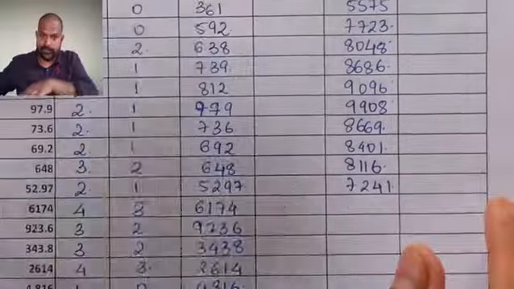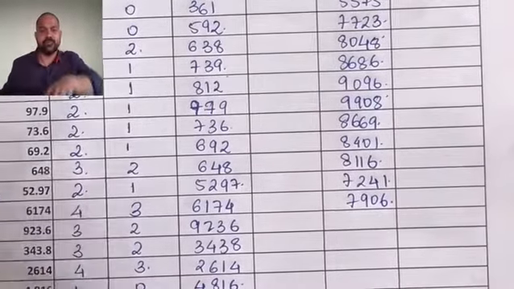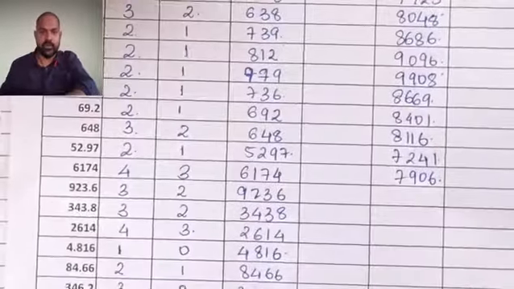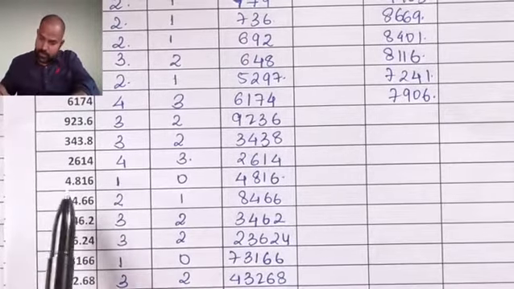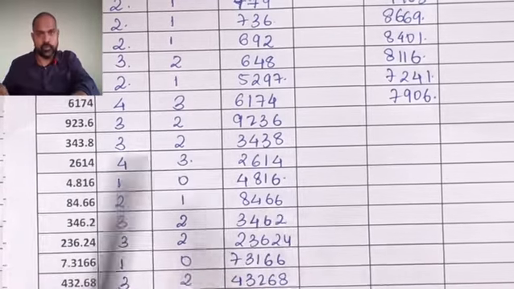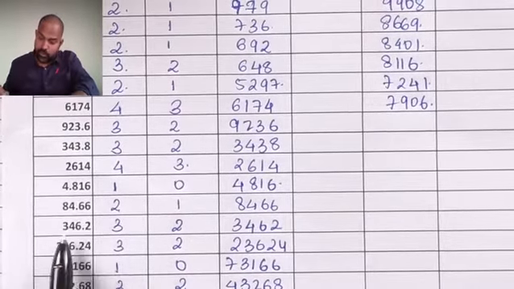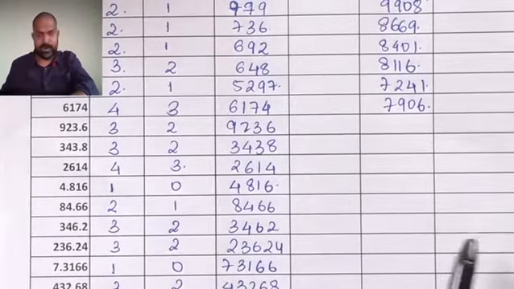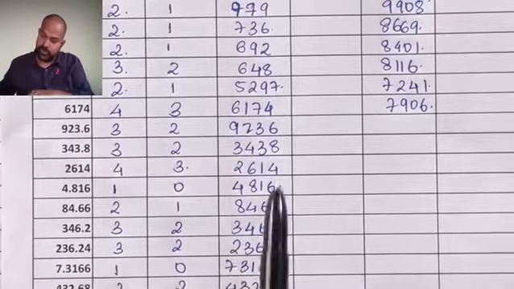It is going to be 7906. So if you've understood this, I want you to continue this now up till the number 3438. I want you to stop there, sorry, up till the number 3462, and then I will again come back and help you. So till then continue.